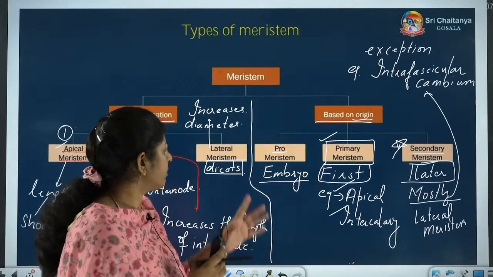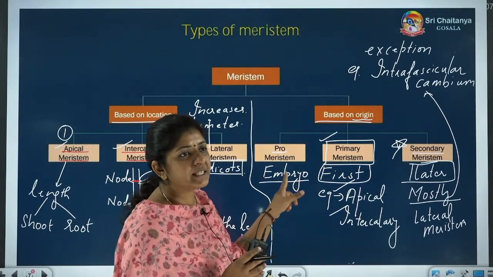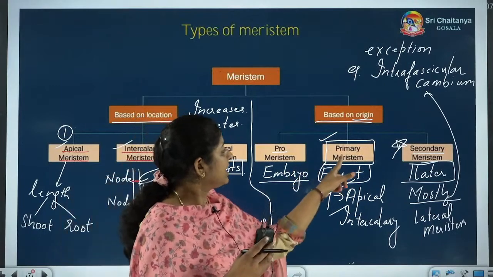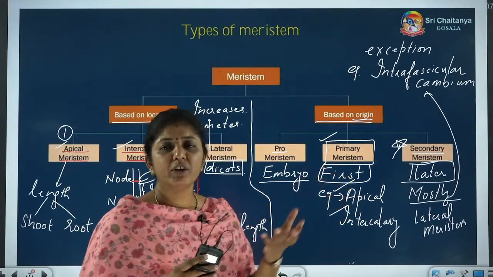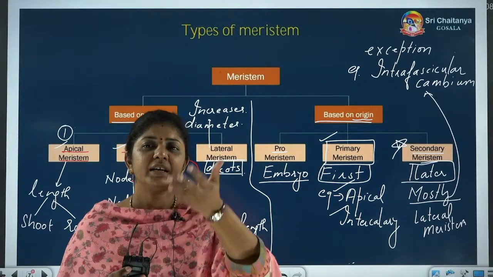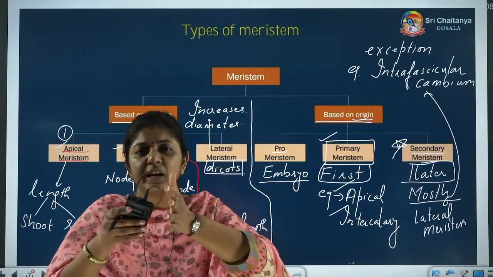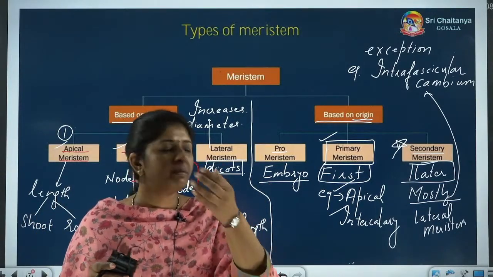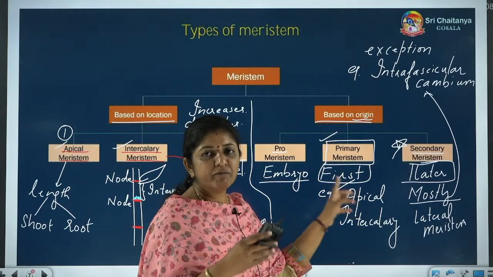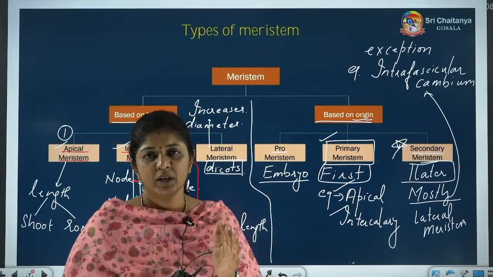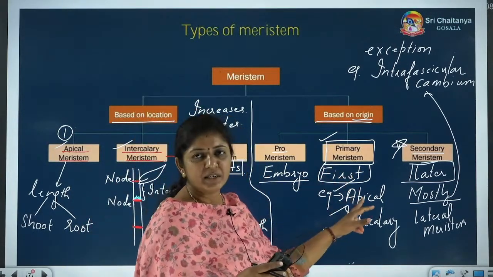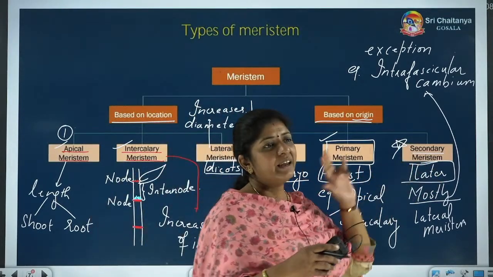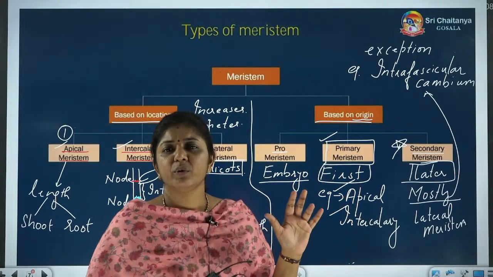I repeat, promeristem is what? It is present in the embryo stage where the cells are dividing. Primary meristem is what? It is first formed when your plant has just sprouted and keeps on growing and growing, unless the lateral growth is not happening. So that going up is due to what? Primary meristem from the beginning and throughout the life. But later in life, to show expansion, which meristem is there? Secondary meristem. I hope you get this concept now.